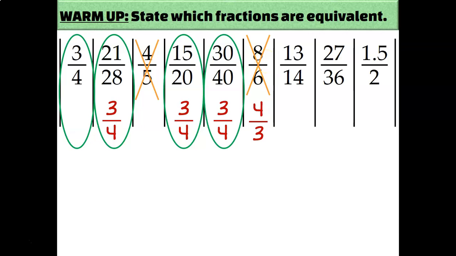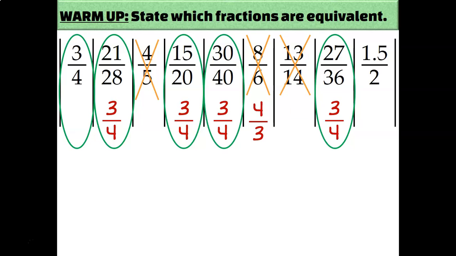13 over 14, while it has a 3 on top and a 4 on bottom, you can't just reduce by getting rid of the 1 in front of each of those numbers, so 13/14 is not equivalent to 3/4. 27 over 36, well, they're both divisible by 9, so I could reduce that to 3/4 as well.